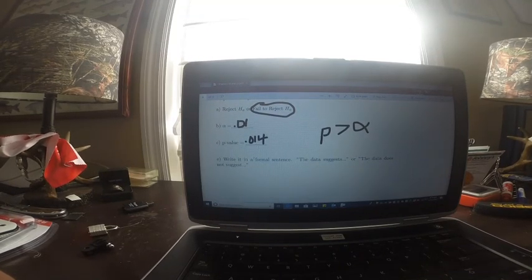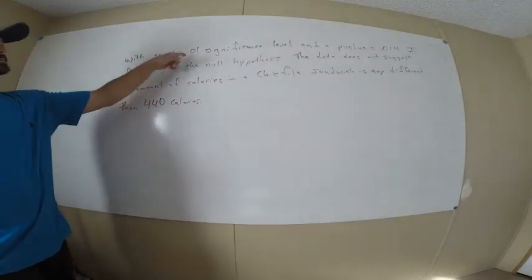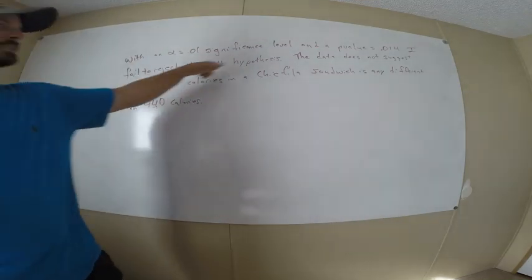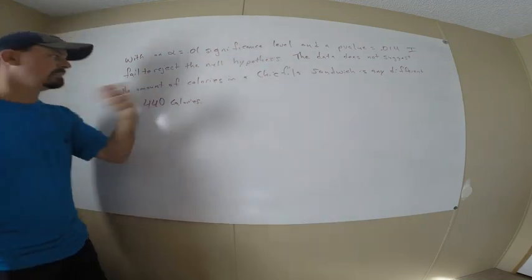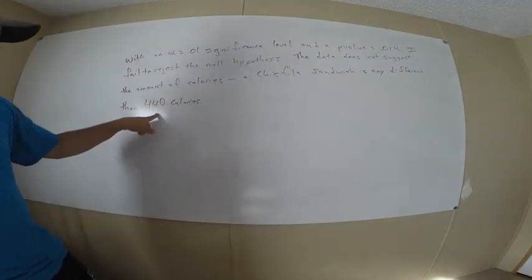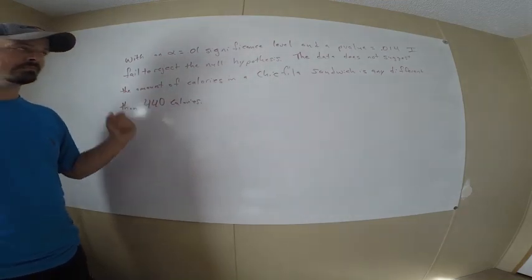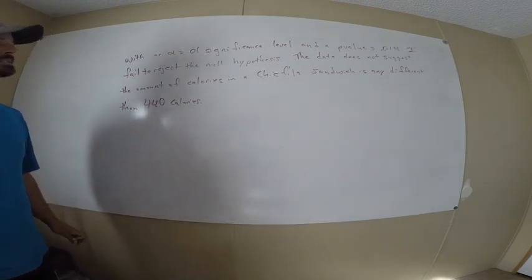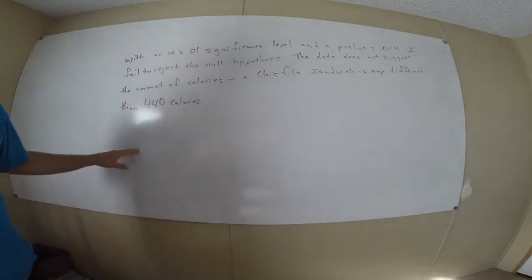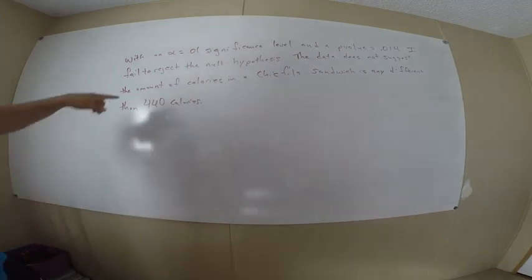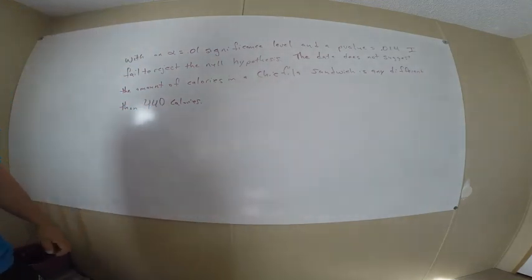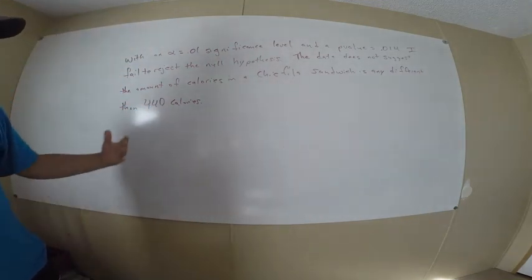So what we need to do here, we need to write it in a formal sentence, which I'll put on the board. So with an alpha equals 0.01 significance level and a p-value of 0.014, I fail to reject the null hypothesis. The data does not suggest the amount of calories in a Chick-fil-A sandwich is any different than 440 calories. That's simple. So, like I said, y'all are doing most of this stuff online for the rest of the semester, so you're not going to really have to handwrite out a sentence, but you should at least know what one looks like. Biggest thing is state your alpha, your p-value, and your decision, and really make sure you relate it back to the question, because when it comes down to it, you're trying to answer a question.